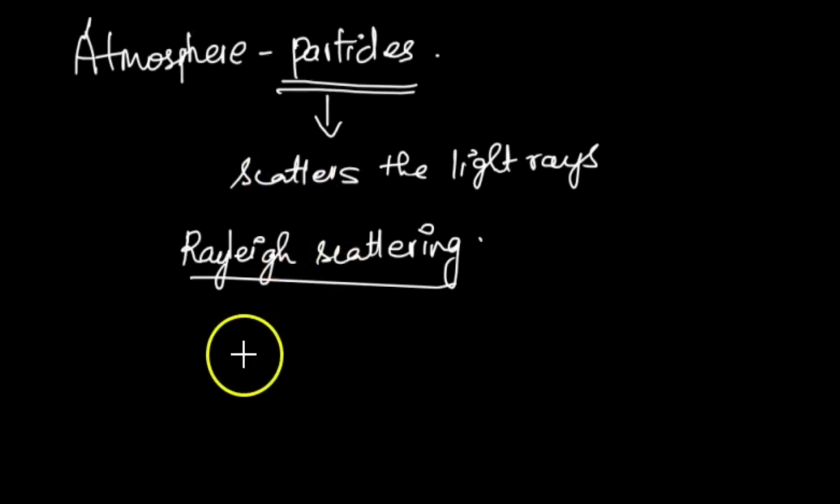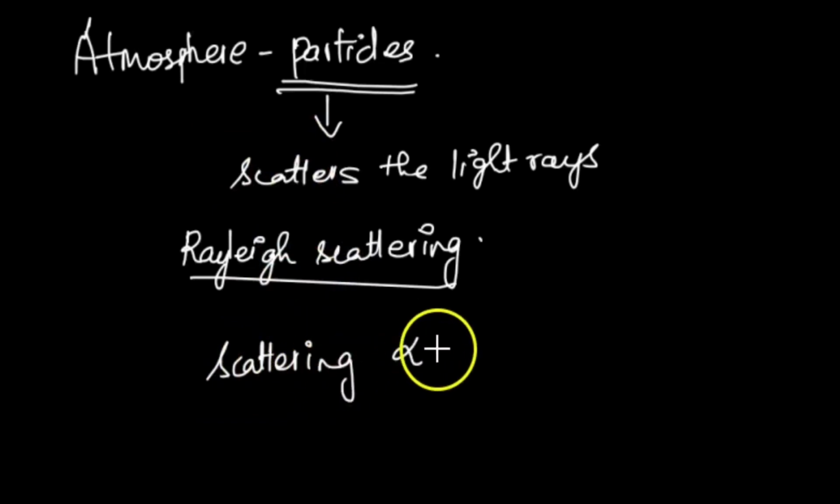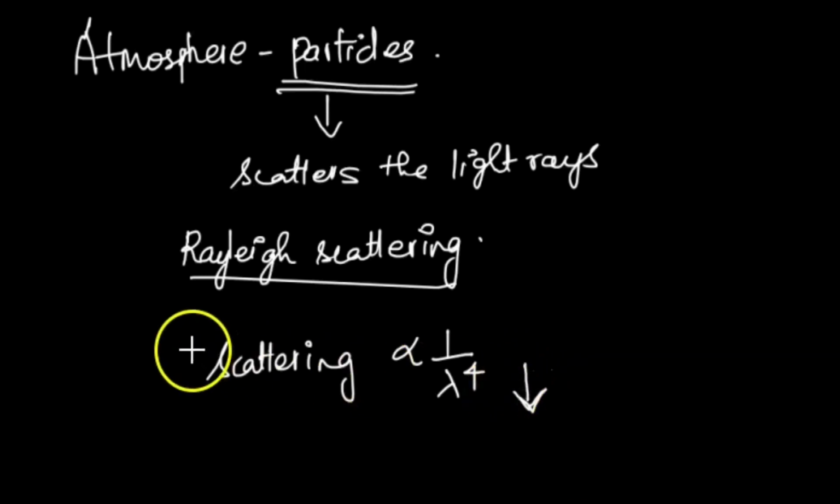According to Rayleigh scattering, scattering is inversely proportional to the fourth power of wavelength. Blue color has the least wavelength. So the wavelength is small, which means the scattering is very large when compared to all the other colors. The color which has the largest scattering, which is scattered the most, will be visible to us. So that's why the sky appears blue.